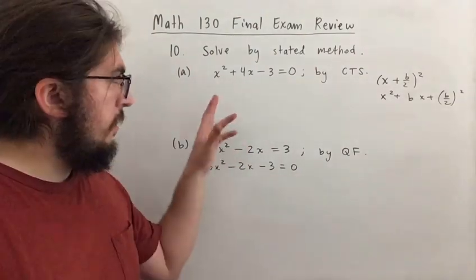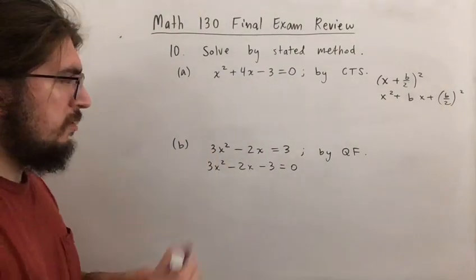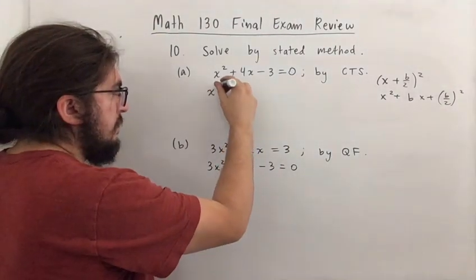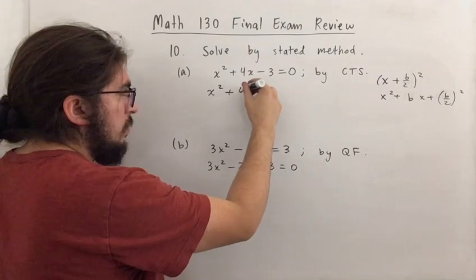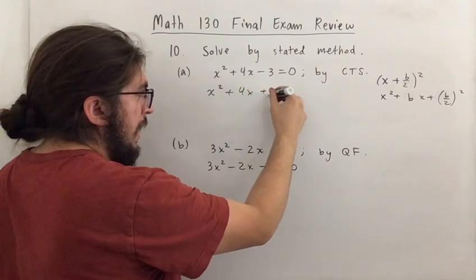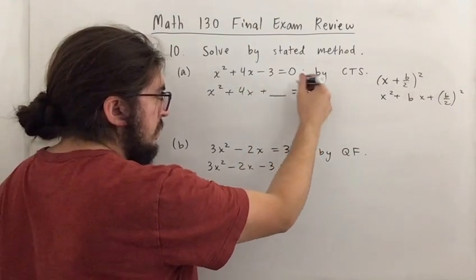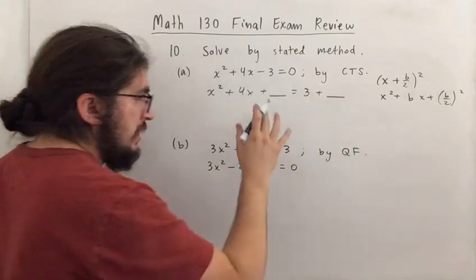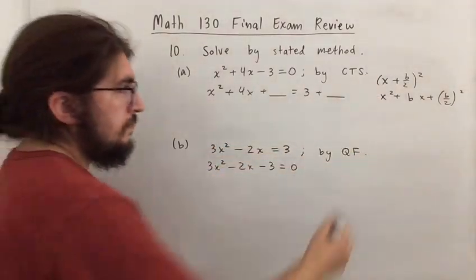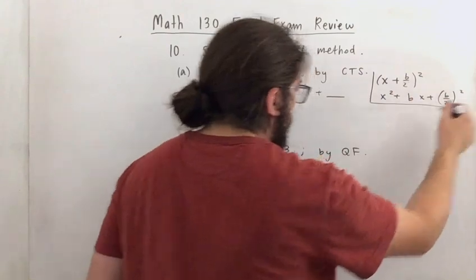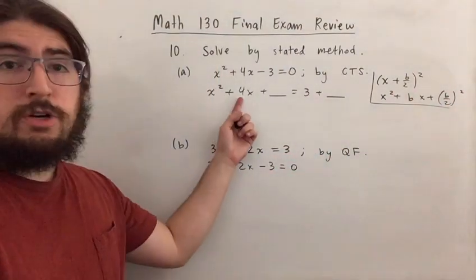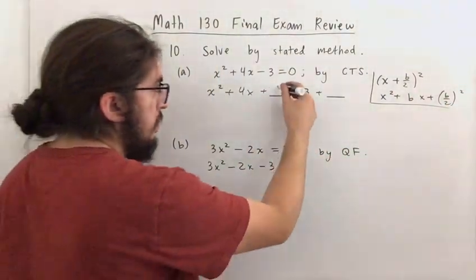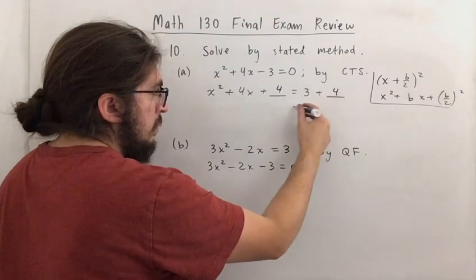So I'll show that here, but this 3 we need to get rid of. So I'm going to add the 3 to the other side. So I'm going to isolate the x squared and x term, add some magic term to each side, that's positive 3 now. And the magic term we add, according to this, is half of the middle term squared. Half of the middle term is 2, 2 squared is 4.